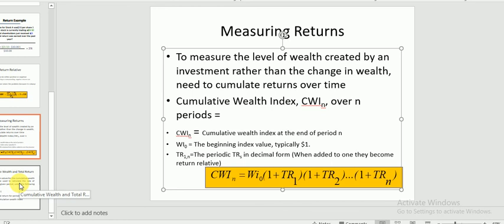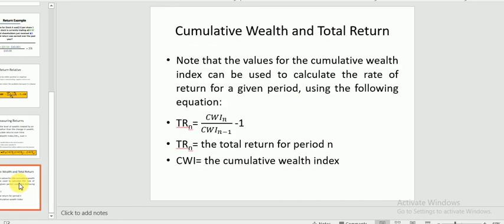What is cumulative wealth index? Cumulative wealth index means that if we make an investment and keep that investment for some specific period of time, we receive the dividend and price appreciation or depreciation. So after some period of time, what will be the wealth, what will be the value of that investment, that is called cumulative wealth index. Cumulative wealth and total returns.